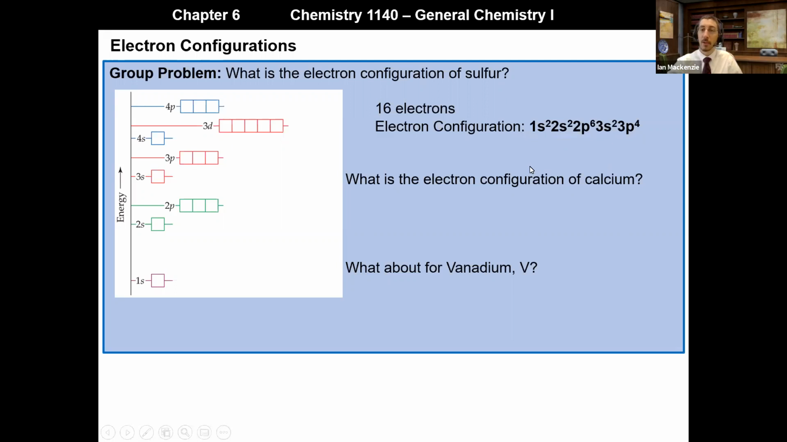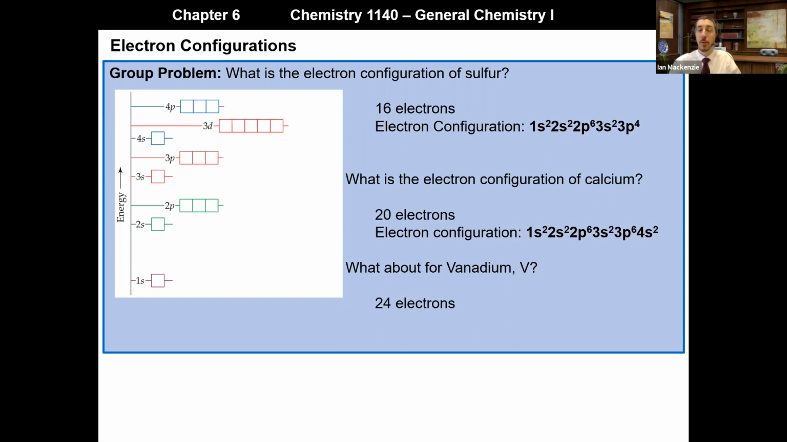So what's the electron configuration of calcium then? Again, always start with the total number of electrons, which is just the atomic number. So 20 electrons for calcium. We just work our way up the chart. 1s2, 2s2, 2p6, 3s2, 3p6, 4s2.